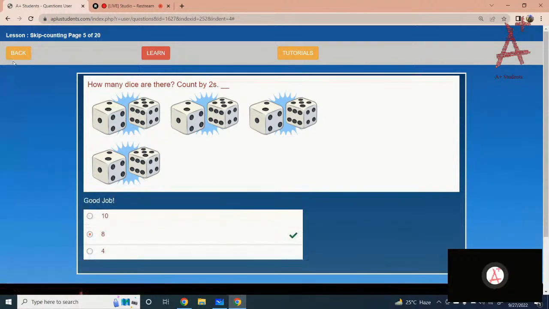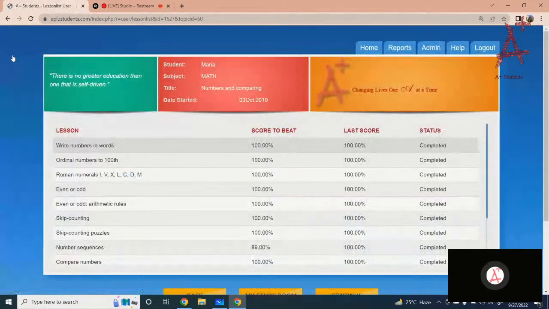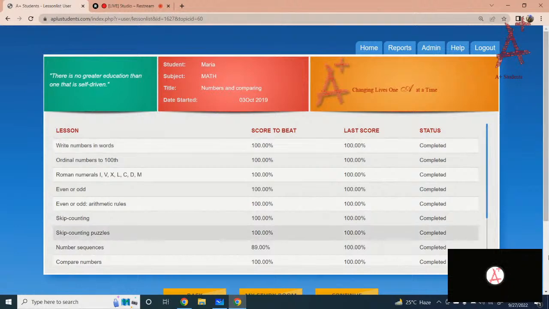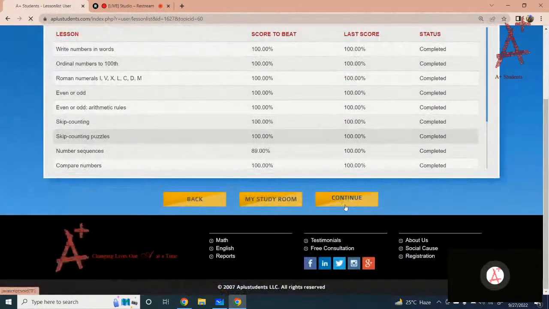Just click on the back button so that we can move on to the next lesson. You can complete the test right after this session. If you have any problem with the topic or the test questions, you can contact any tutor on Skype. They are available Monday to Friday from 5 to 9. Got it? Okay, let's start with the next lesson, that is numbers counting puzzles, and then click on the continue button.